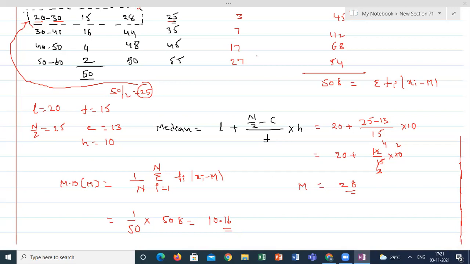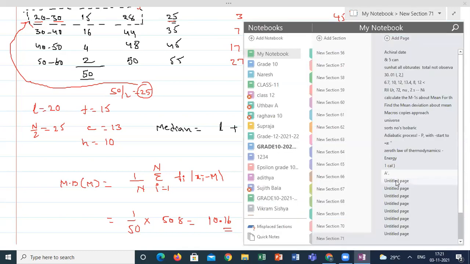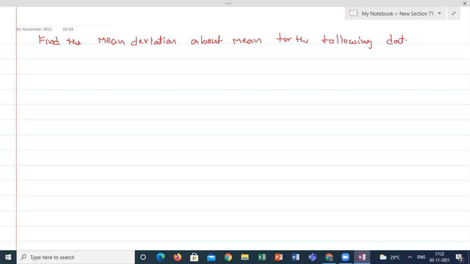Yes, sir. Next one is: find the mean deviation about mean for the following data. The data is given like this.